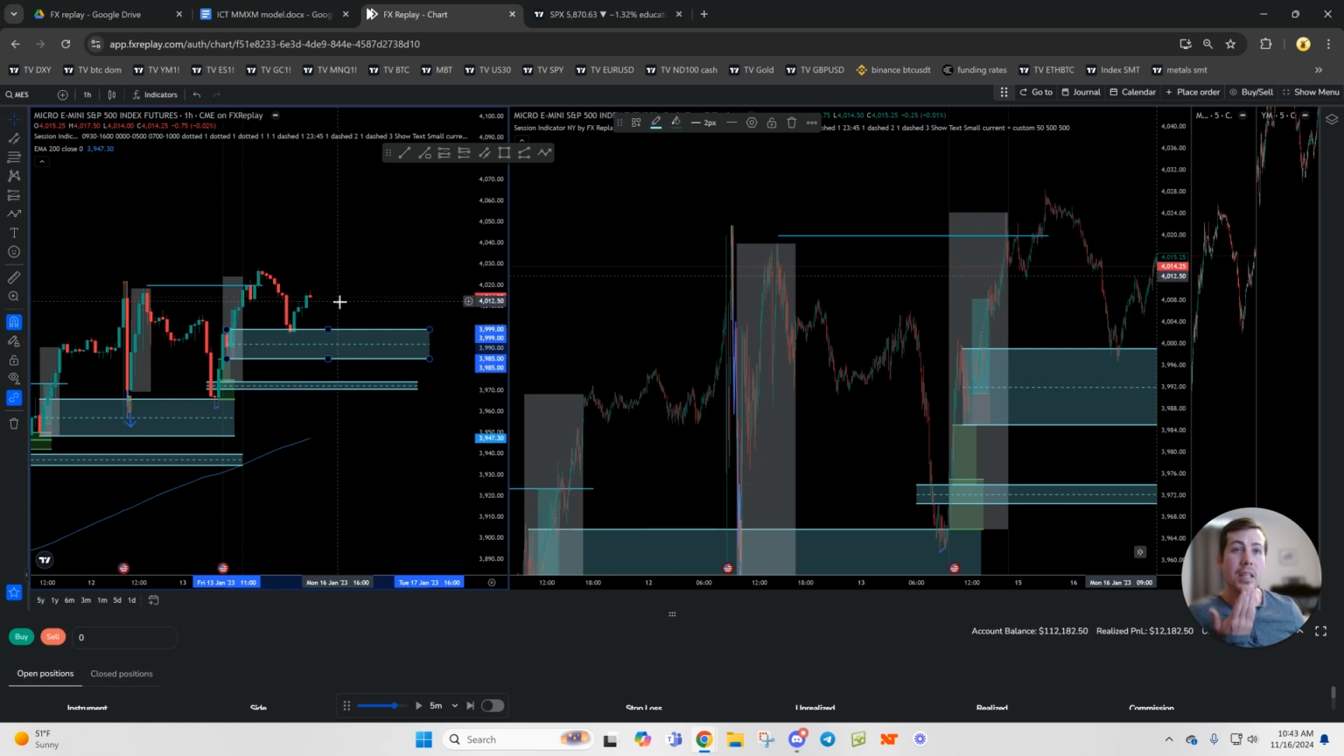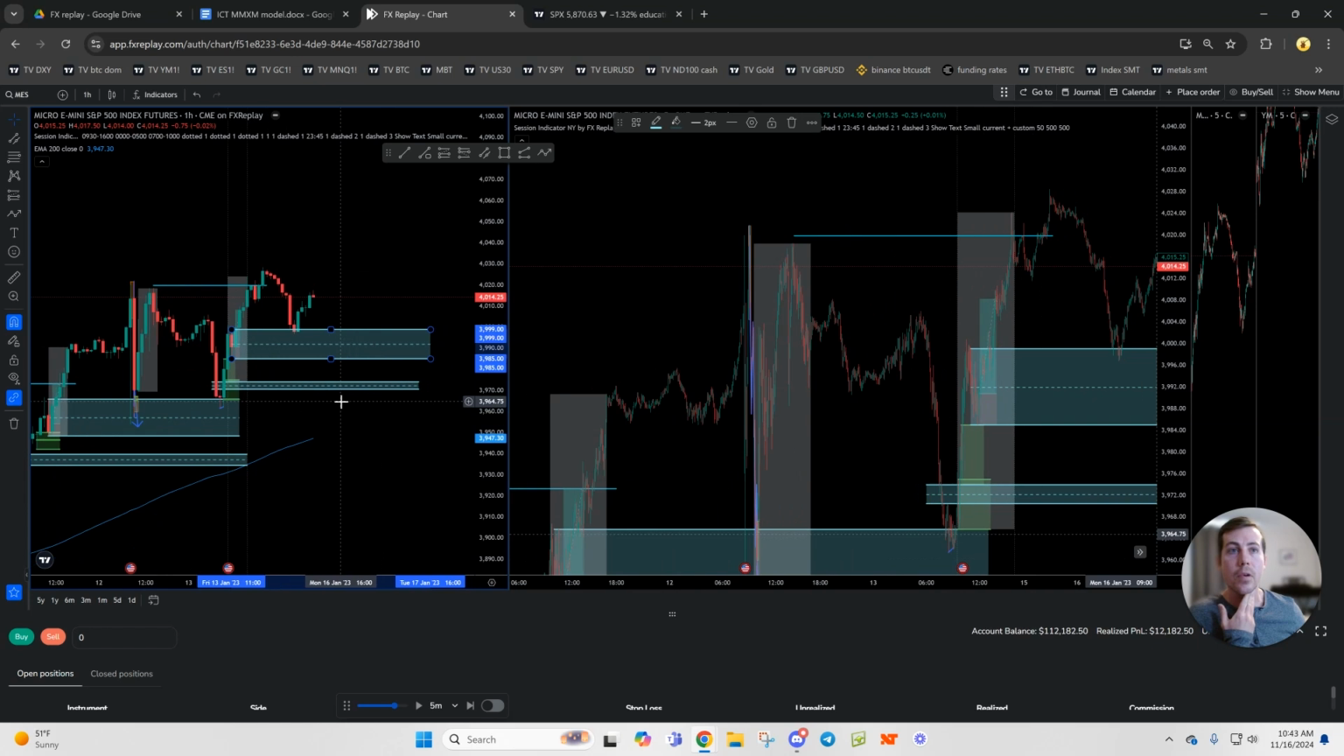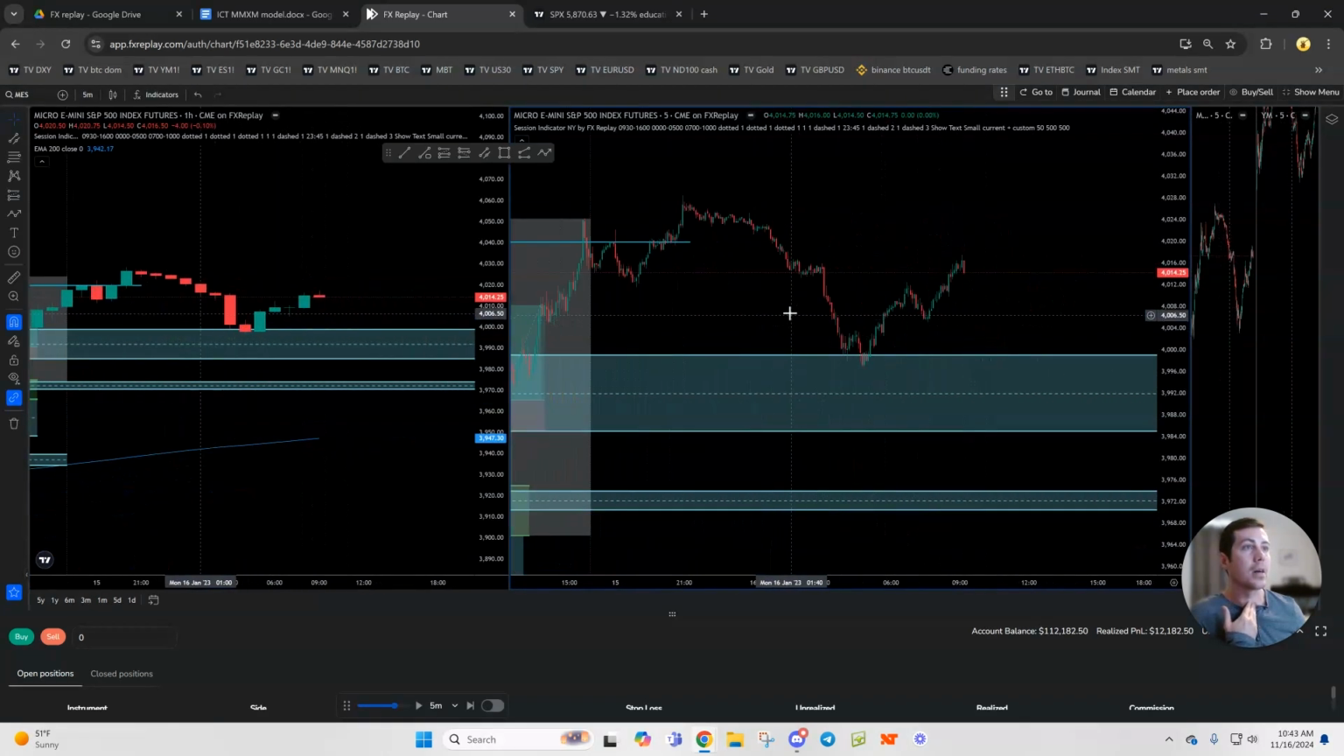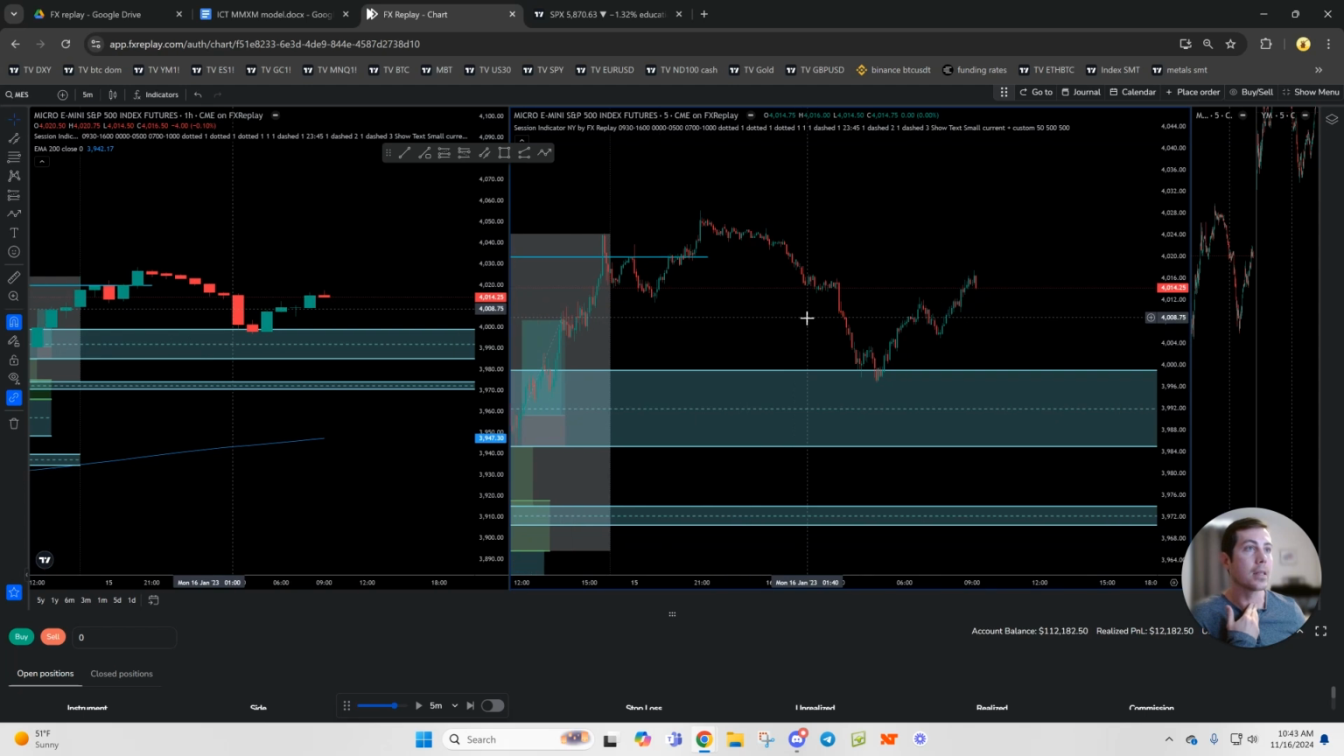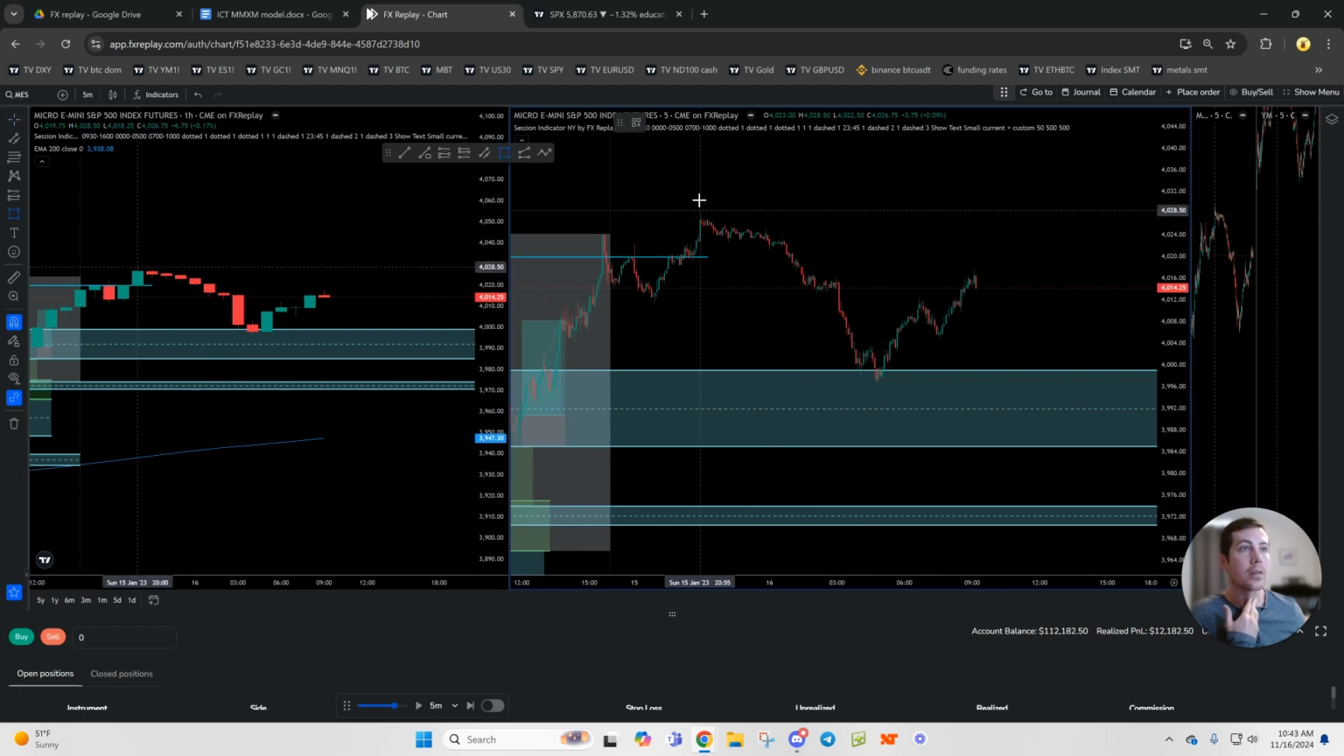But those are really the two key levels that I would consider for this specific day. So let's see if we get our market maker model. We have initial consolidation up here, probably this area right here. Let's see if we have our three pulses to the downside yet.